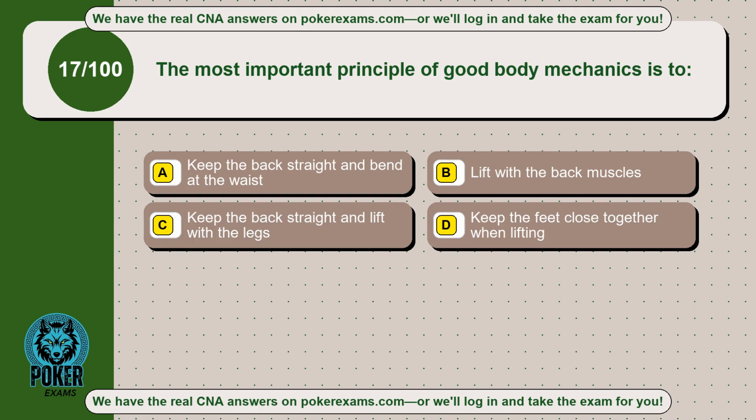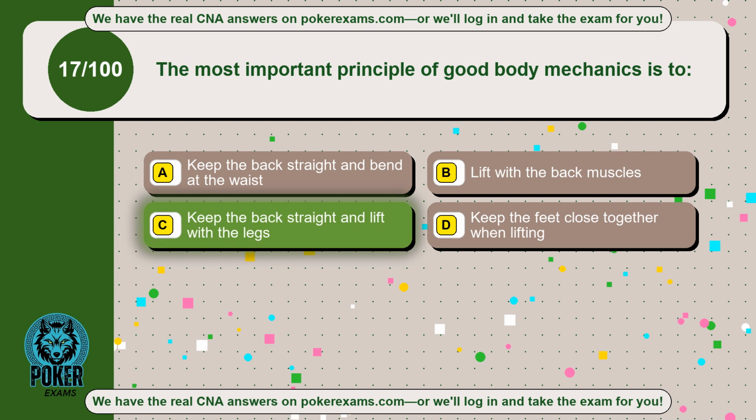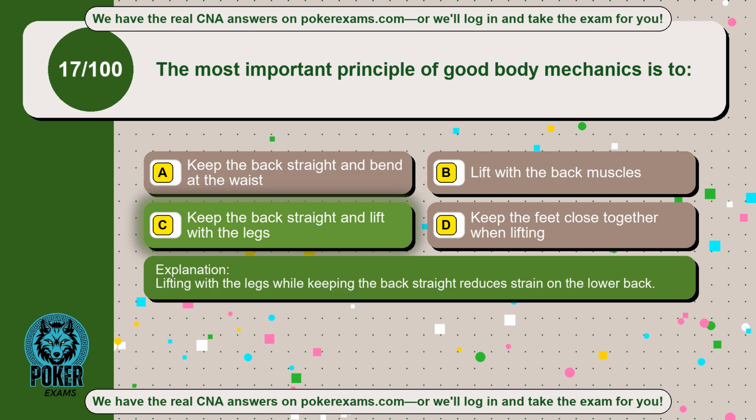Question 17. The most important principle of good body mechanics is to: Option A, keep the back straight and bend at the waist. Option B, lift with the back muscles. Option C, keep the back straight and lift with the legs. Option D, keep the feet close together when lifting. The correct answer is option C. Keep the back straight and lift with the legs. Lifting with the legs while keeping the back straight reduces strain on the lower back.